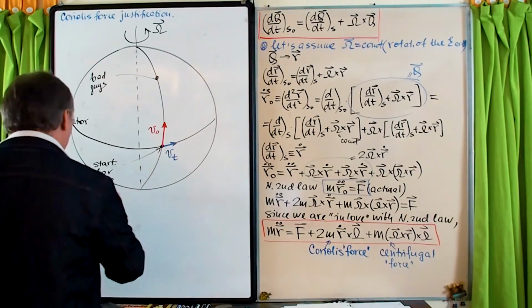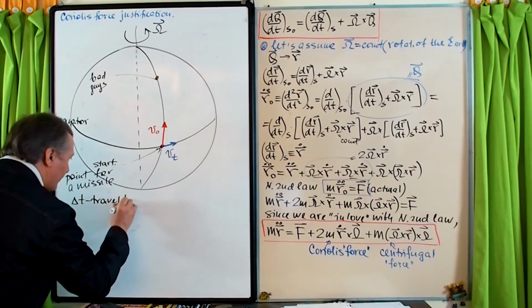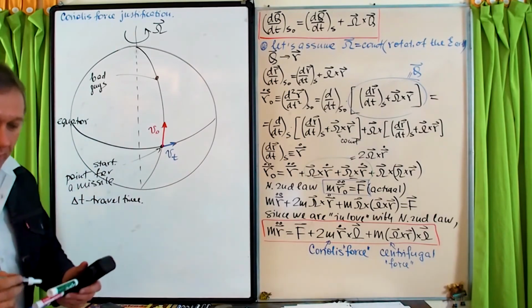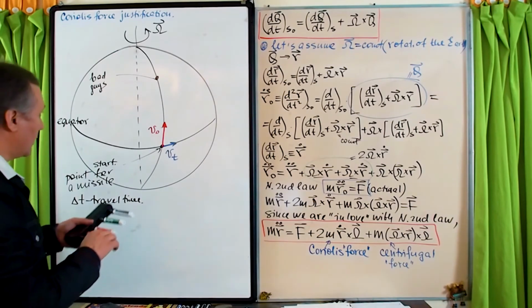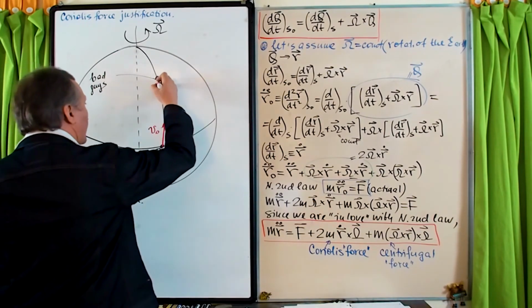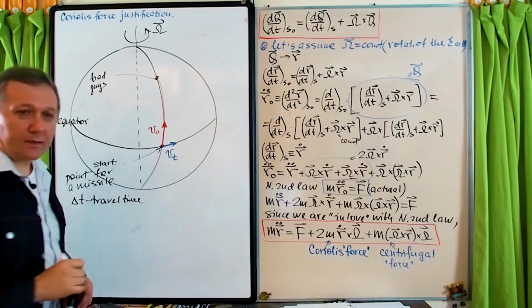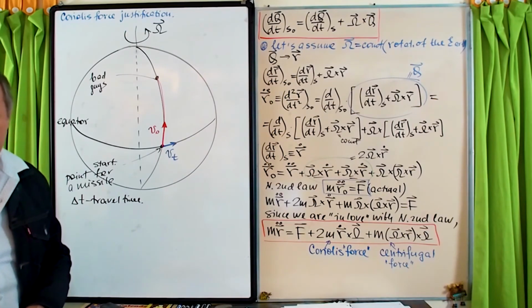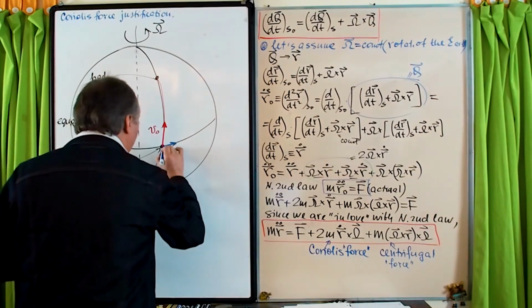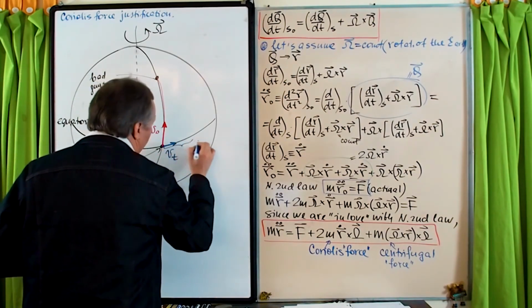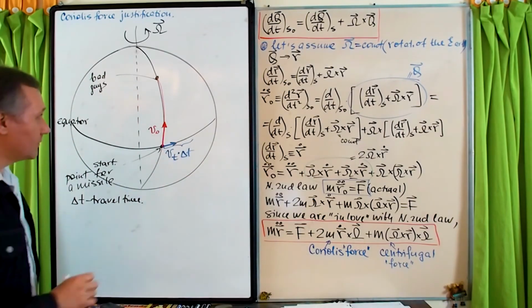Now assume that delta t is the travel time. Over that period, because of its velocity, the missile will reach the level of the bad guys. But at the same time, it will get displaced by vt times delta t.